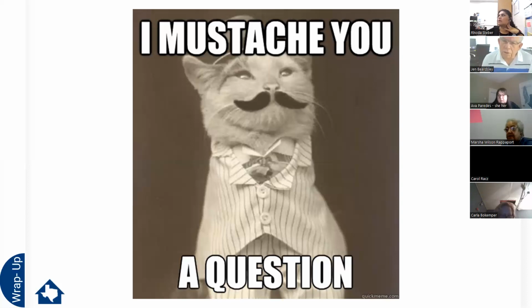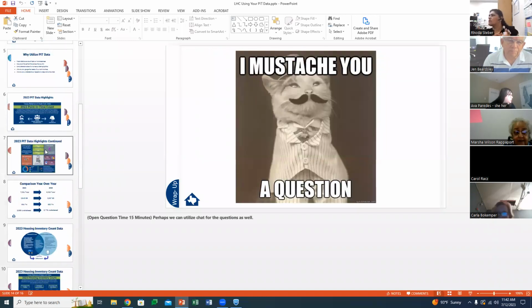Hi, this is Jim in Lubbock. I'm interested in how you characterize the 1,239 children that were identified. Are they identified through the school districts? Are they part of families? How do they get into the PIT count?